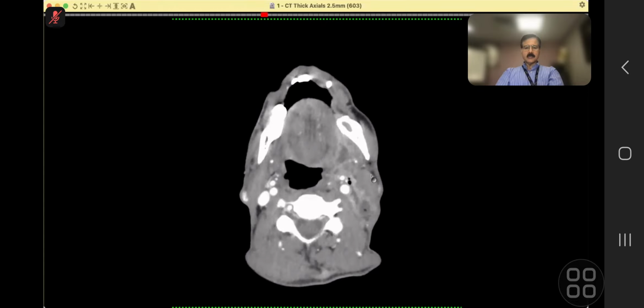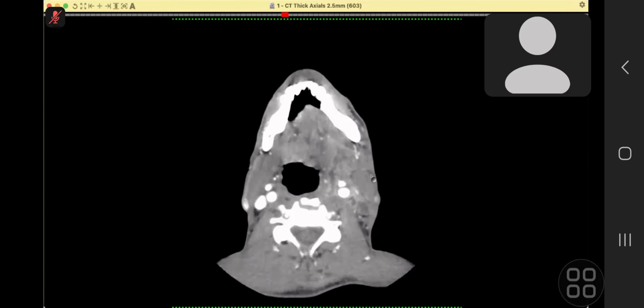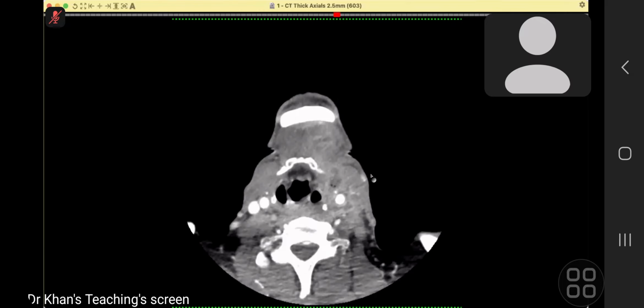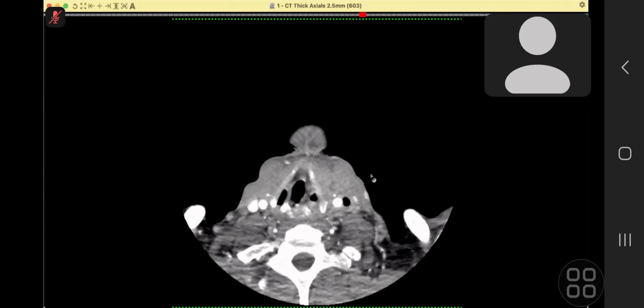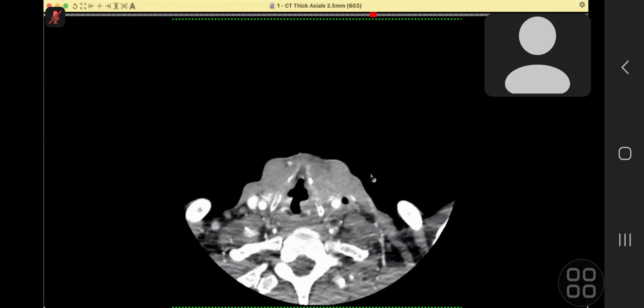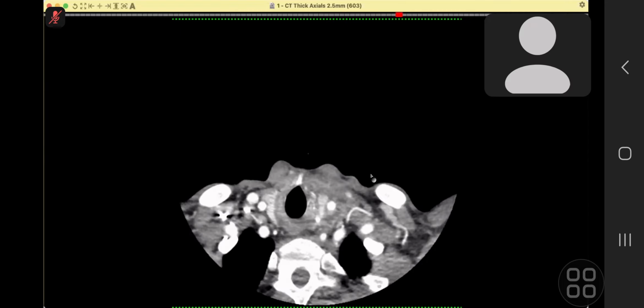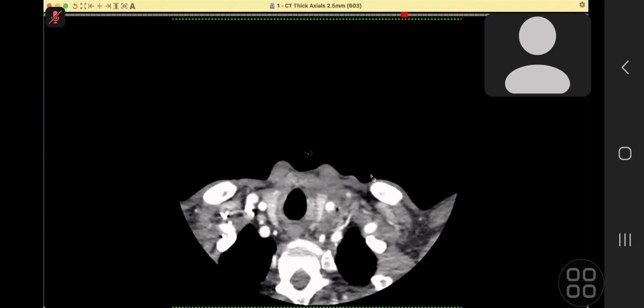Where is the larynx? Can you point it out to me? This is the area of the hypopharynx, piriform sinuses, and I can see that there is some soft tissue thickening all around in this region. I'm going to come down further, and I can see lower sections as well. So it is extending almost all along the length from the level of the hypopharynx till here.